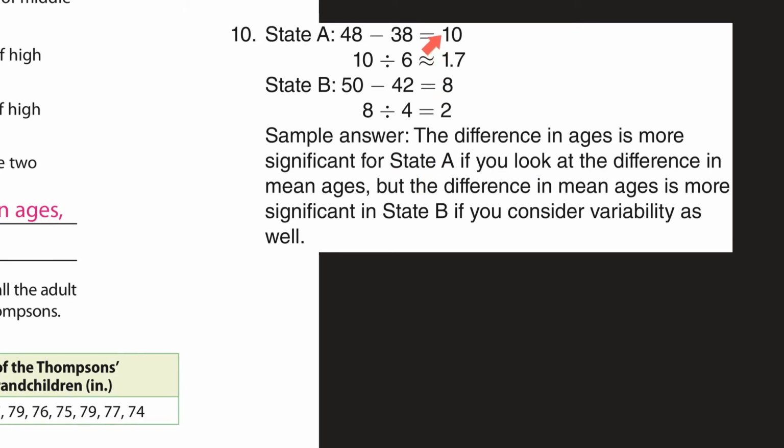Okay, so 10 compared to 8. That's what that's talking about. If you look at the difference in the mean ages, but the difference in the mean ages is more significant in B if you consider the variability. So that variability is what that is, the 2 versus the 1.7. Okay.